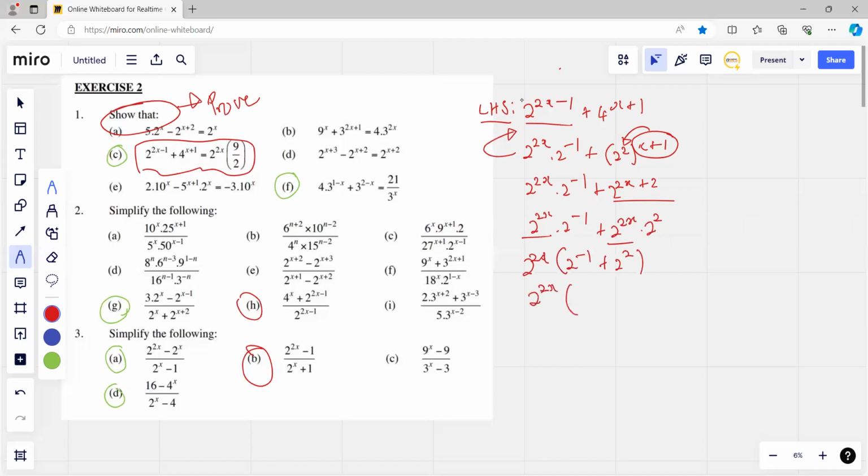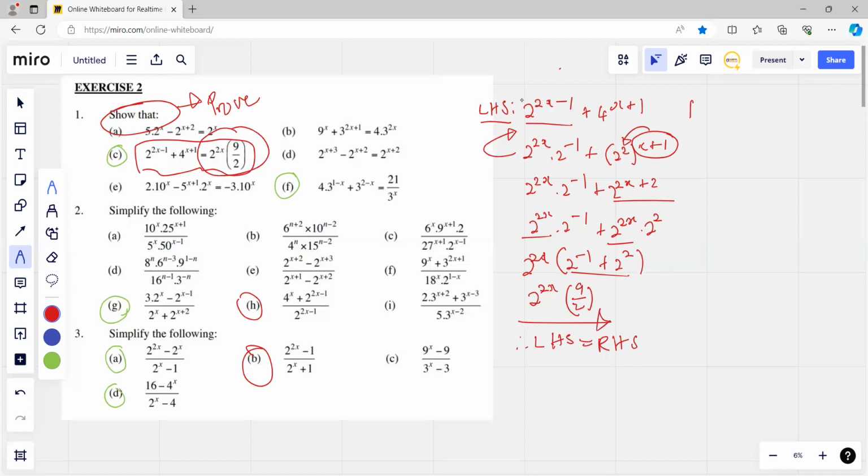Then here we have 2 to the exponent 2x multiplied by this one. If we add them, we're going to find 9 over 2. And if you check, this is equivalent to what is on the right-hand side. Then we say, therefore, the left-hand side is equal to the right-hand side. Then we have proven number C.